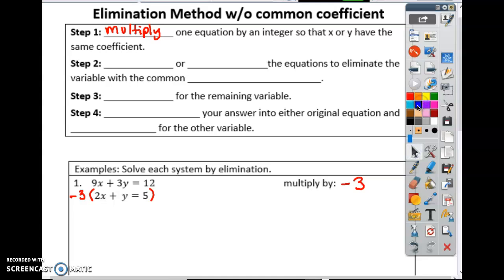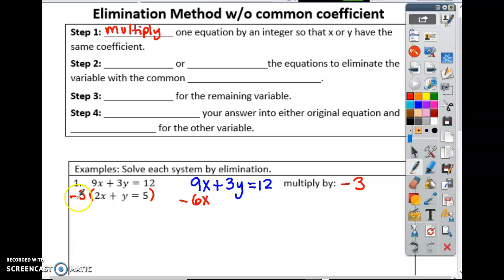So here's what I'm going to do. I'm going to rewrite the first equation. Rewrite it. So right here, I have 9x plus 3y equals 12. And if I multiply all of this by negative 3, this is what I get. What's negative 3 times 2? What's negative 3 times 2? Negative 6x.